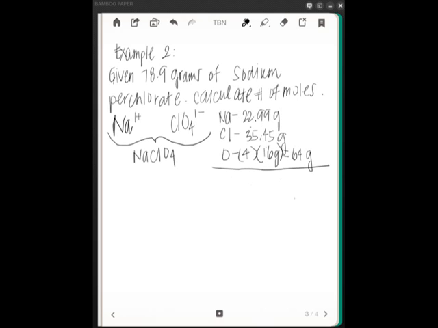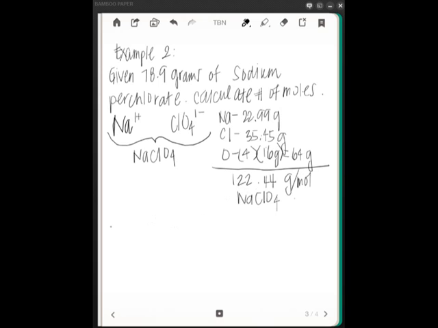So what you have to do is add all these values together. When you add those 3 values together of sodium, chlorine, and oxygen, you should get a total of 122.44 grams per mole of sodium perchlorate. So there you go. This is the number you use to convert to get your number of moles.